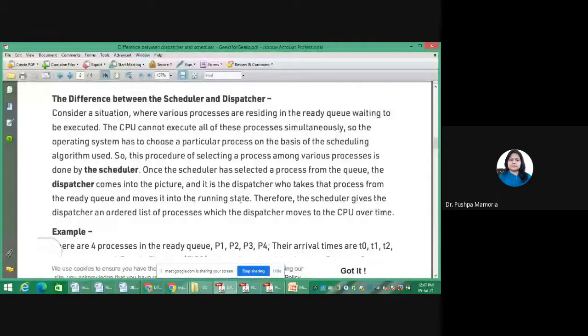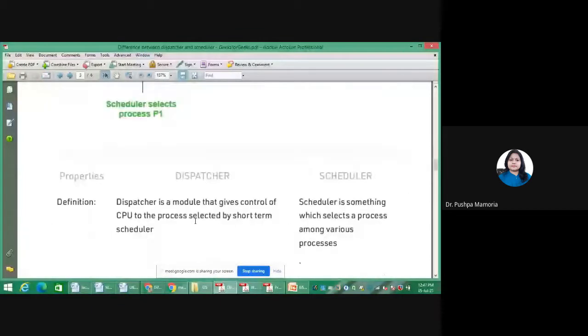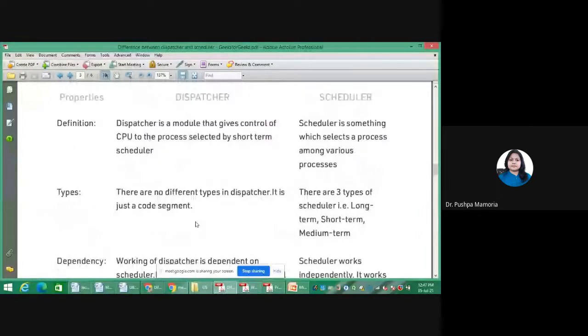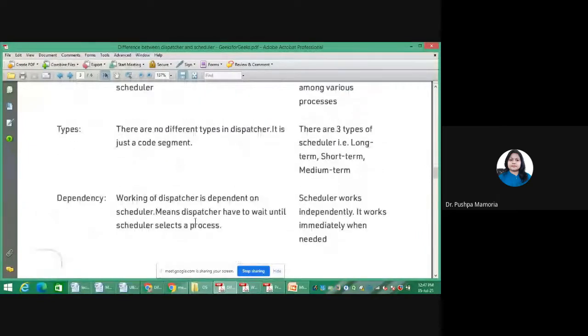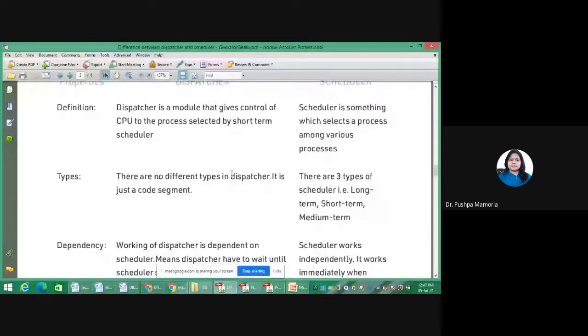Therefore, the scheduler gives the dispatcher an ordered list of processes which the dispatcher moves to the CPU over time. Right? So this is the difference between scheduler and dispatcher that you can write in your own words also.